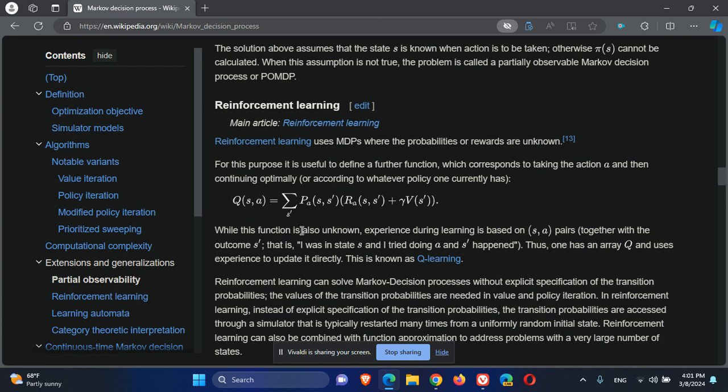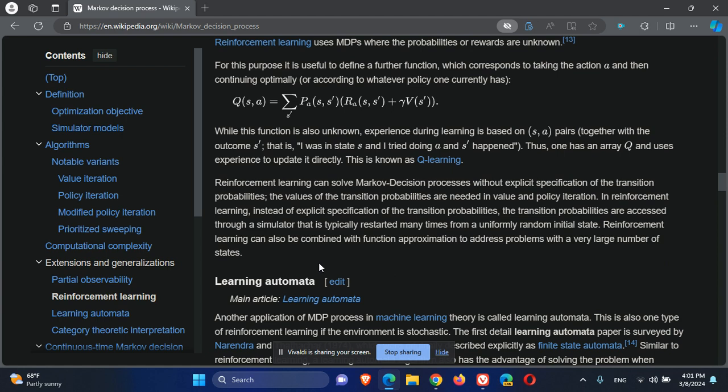While this function is also unknown, experience during learning is based on (S, A) pairs together with the outcome S'. That is, I was in state S and I tried doing A and S' happened. Thus, one has an array Q and uses experience to update it directly. This is known as Q learning.